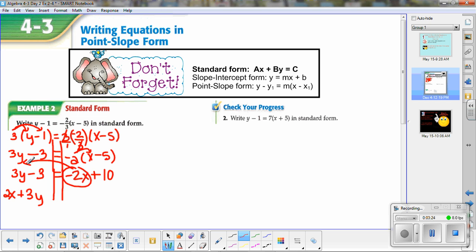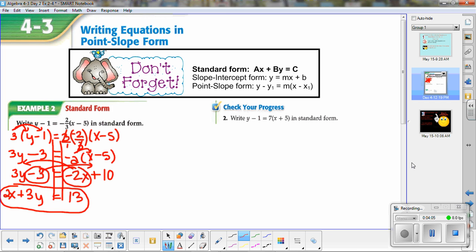And then I'm going to take this negative 3 and move that to the other side, or add 3 to both sides. When I move that over to the other side, it becomes positive 3. And the only thing that's left over here is a 10. 10 plus 3 is 13. Now 2x plus 3y equals 13 is the equation in standard form. Remember, standard form has the x and y together on the same side without fractions or decimals, and the coefficient of x cannot be negative.